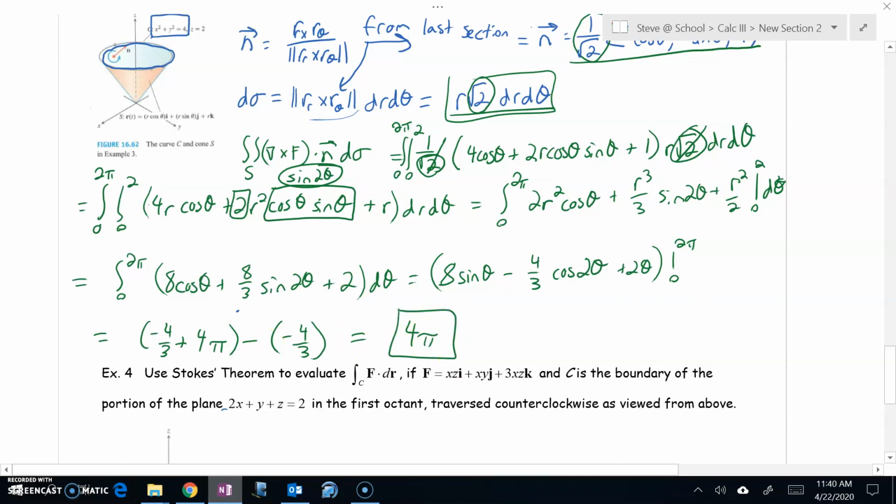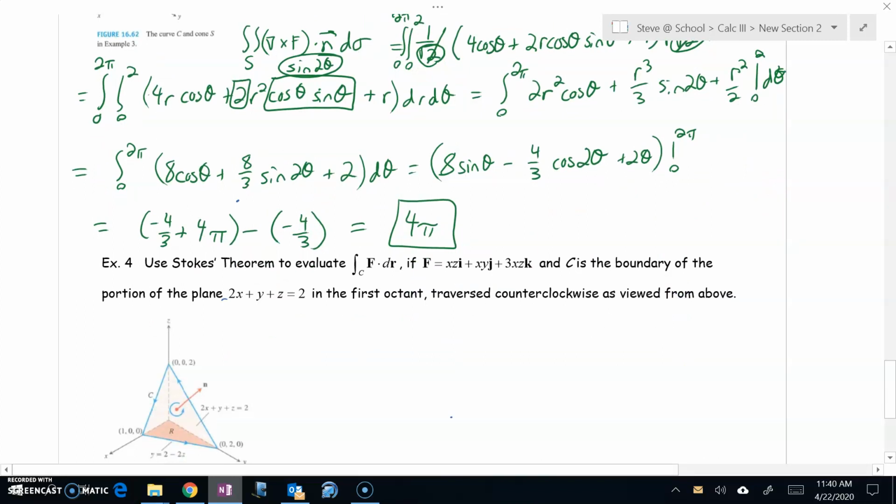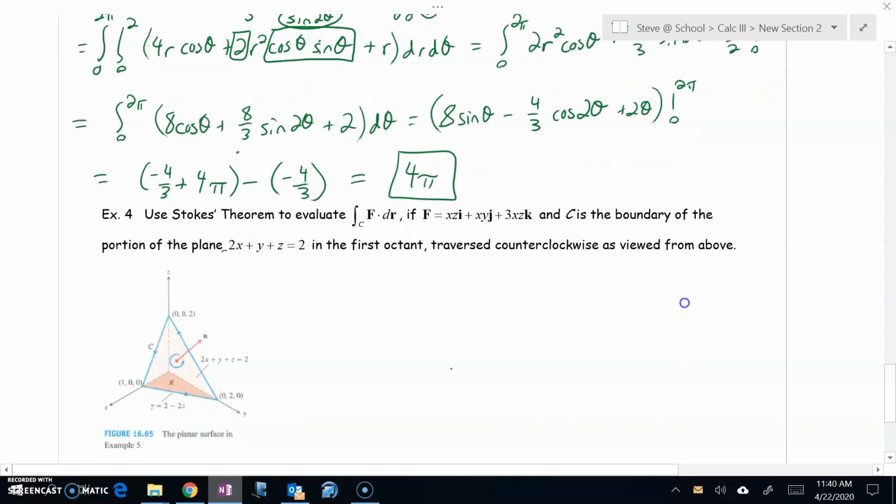Okay? Again, the key is all in the front end of this, is the setup. Make sure that you have the correct n, the curl of f, not the gradient, and then d sigma. D sigma could involve the gradient of f or not, depending on which form you're using. This next problem, we are going to use the form where n is the gradient of f over the magnitude. We're using the implicit form.